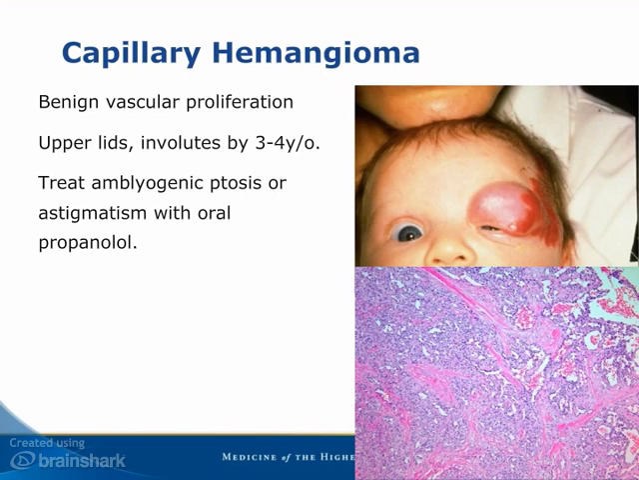Lid hemangiomas are also fairly common. It's a benign vascular proliferation. Some people think it's actually ectopic placenta due to surface markers. It tends to be in the upper lids and tends to involute by the time kids are 3 or 4 years old.